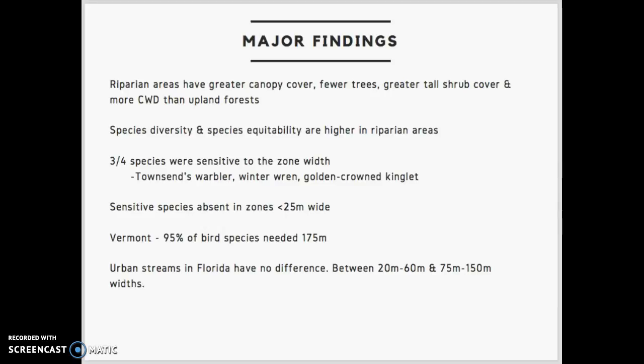3 out of the 4 species observed were sensitive to the reserve zone width and were absent in zones less than 25 meters. In Vermont, 95% of species needed 175 meters of a width from streams. Urban streams in Florida have no difference. They can be anywhere between 20 meters to 60 meters or 75 meters to 150 meters from streams.